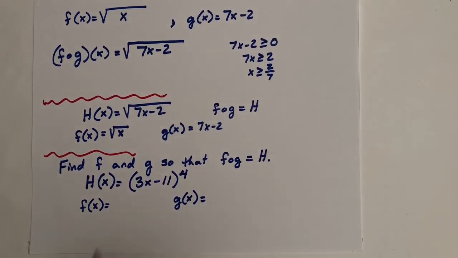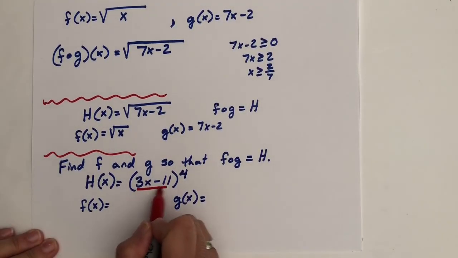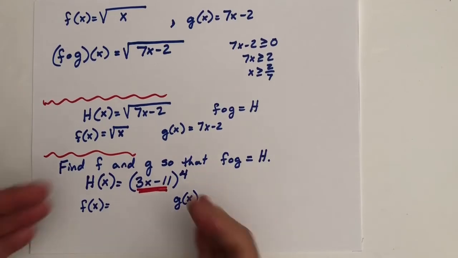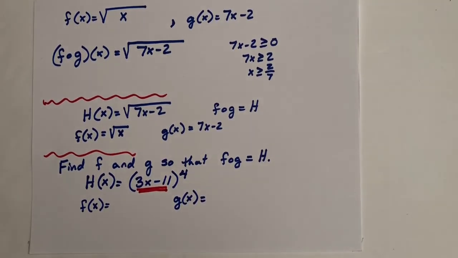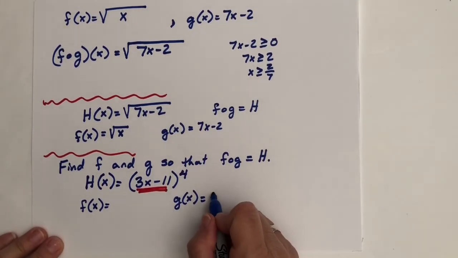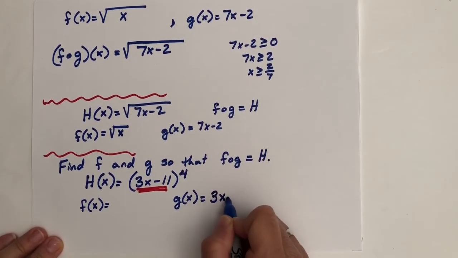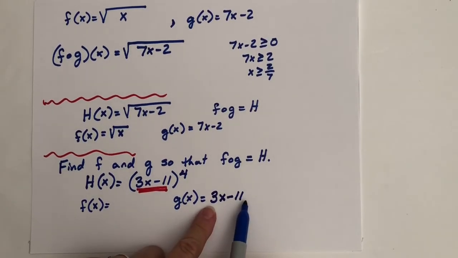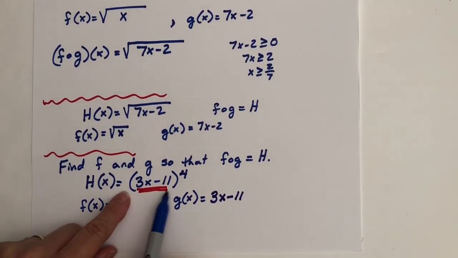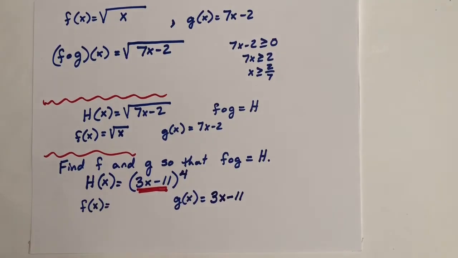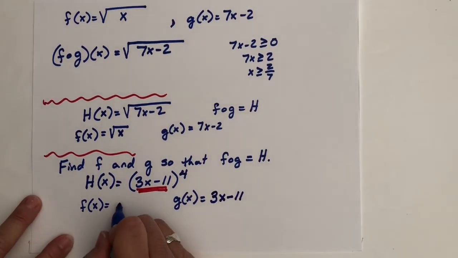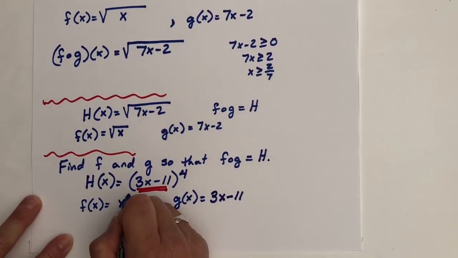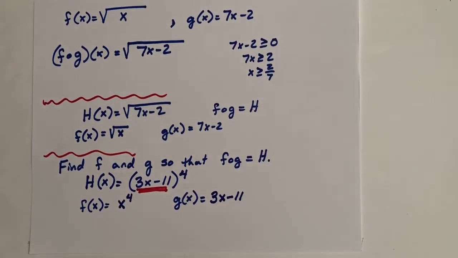Can you see that this 3x minus 11 got put inside parentheses, or we could think of it that way? So I could make my g function be 3x minus 11. But what did it get put into? Well, it had to be put into a function that would raise it to the 4th power. So I would just have f of x equals x to the 4th. And I have this function decomposed.